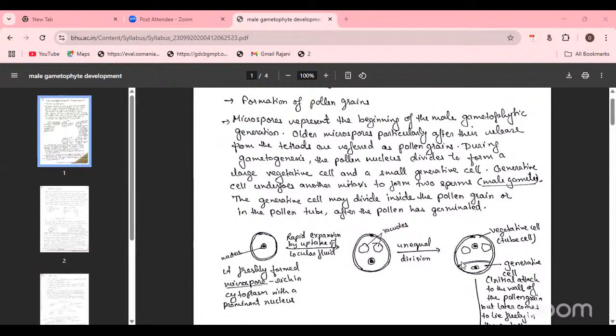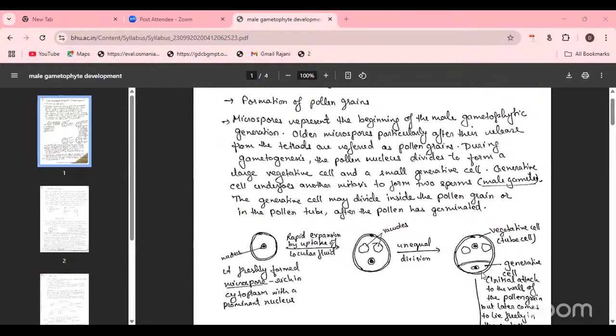This is the large cell. After unequal division, it forms two cells: one is the large cell, another one is the small cell. The large cell is the large vegetative cell, and the small one is called the generative cell.